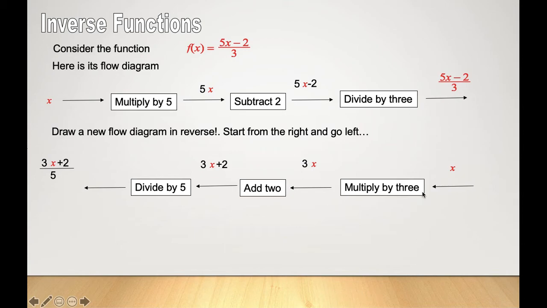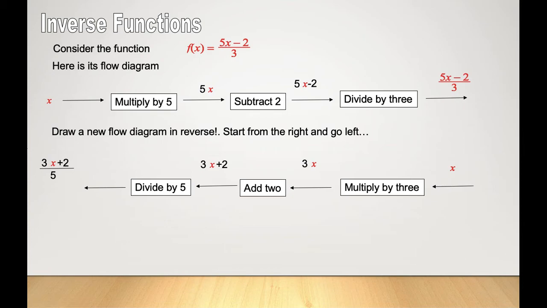And see the arrows, students, and see from where we started. Start from the right and go left. That is, start with x on the right, and each operation will take its inverse. Divide by 3 became multiply by 3 to get the inverse function. Subtract 2 became, in the inverse function, add 2.